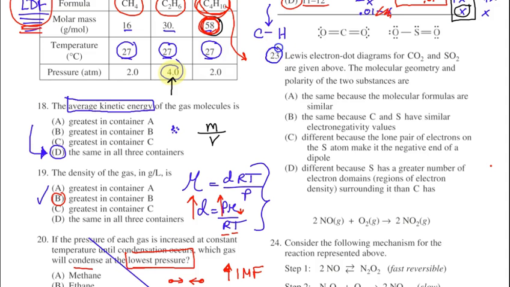So number 23, Lewis dot diagrams of CO2 and SO2 are given to you above. How nice. The molecular geometry and polarity of the two substances are. Well, the geometry tells us something about the polarity, right? If we know the geometry, we can make good estimates about the polarity, about the places where there could be differences in charges if there are differences in the molecule or asymmetry. So I know that this is linear. There are no lone pairs above the C, so this stays linear.